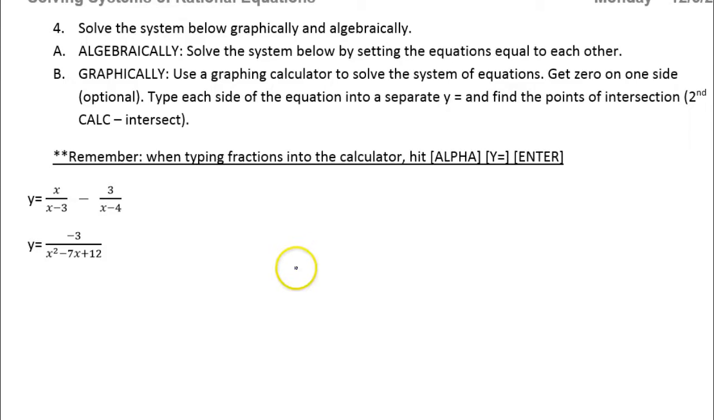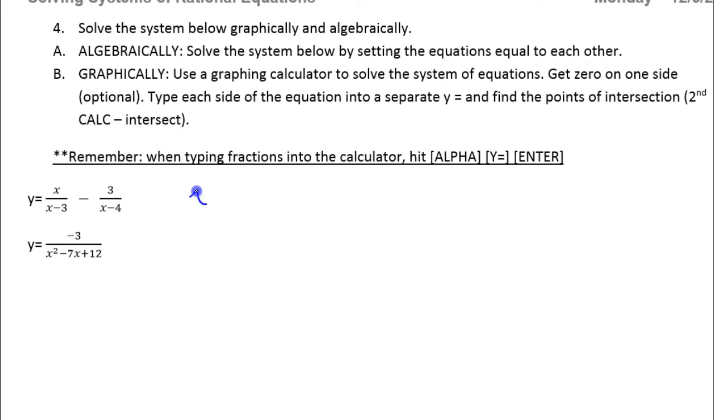Alright, this last example is the most complicated. If you think you can solve it by yourself, I encourage you to pause the video, try to solve it by yourself, and then play through the video real quick and see how you did. Once again, we can start off by setting these equal to each other because they both equal y.